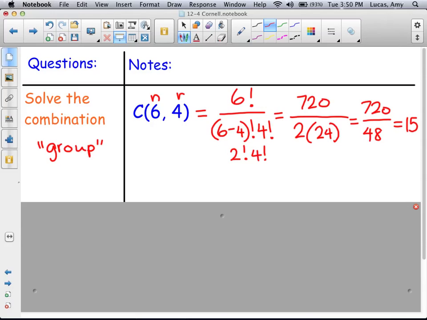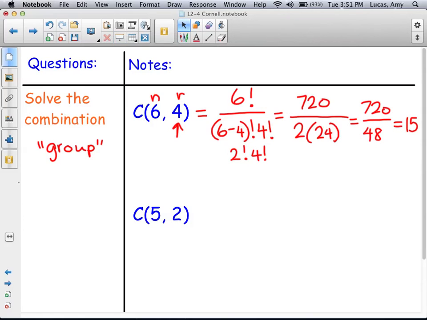So remember, in this one, order does not matter. So these 4 people that are being selected, they're going to be doing the same thing. There isn't anything special about being picked first, second, or third, or fourth. Either you get selected or you don't.